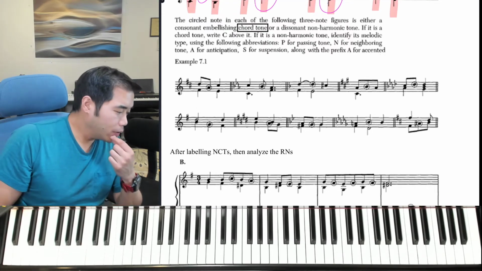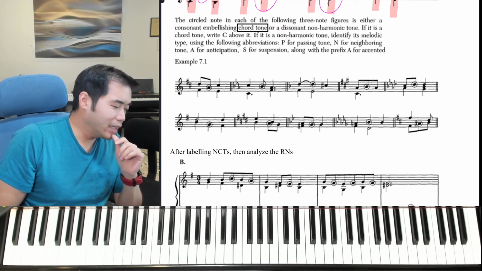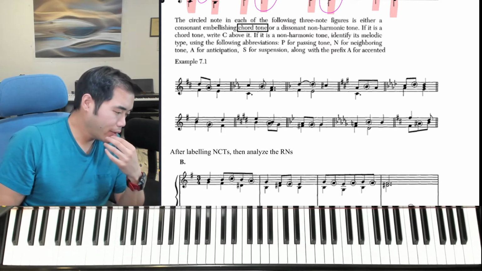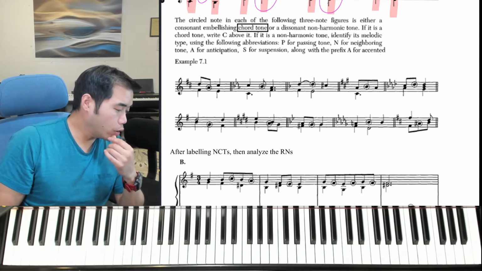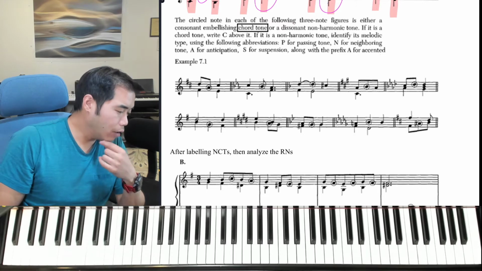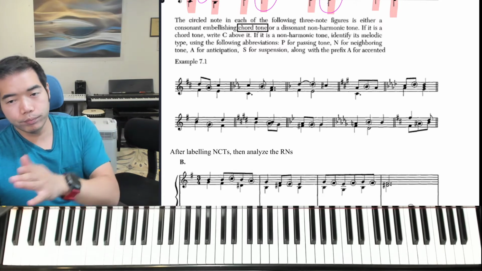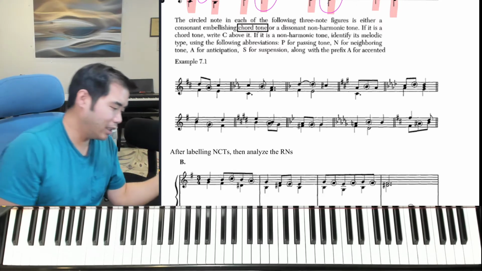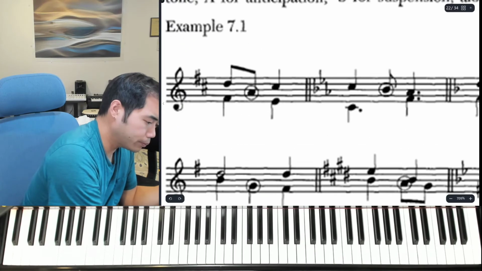All right, the circled note in each of the following 3 note figures is either a consonant embellishing chord tone, consonant means it's already in the chord, or a dissonant non-harmonic tone or a non-chord tone. If it is a chord tone, write C above it. That means if it's harmonic, write C. If it is a non-chord tone, identify its melodic type using the following abbreviations: P for passing tone, N for neighbor tone, A for anticipation, S for suspension, along with the prefix A for accented. Okay, so use a prefix A if it's accented. Accented passing tone, accented neighbor tone, whatnot. Okay, so let's take a look and work through these.